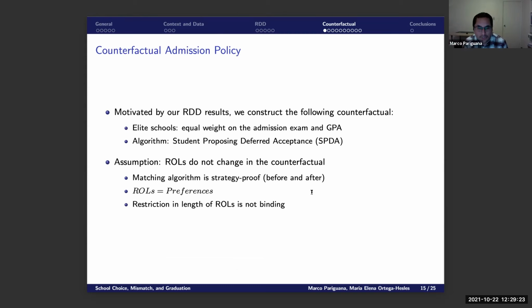The assumption for this part of the paper is that the rank order lists do not change in the counterfactual. But we have some reasons why we believe this is a reasonable assumption. The first one is that the matching algorithm is strategy-proof before and after the counterfactual. So in principle, the rank order lists reflect the true preferences. One potential concern is that there is a constraint on the length of the rank order list that could incentivize a student to be strategic. But in the Mexico City case, the constraint is not really binding. Less than 3% of the students rank the maximum number of schools they can rank, which is 20.